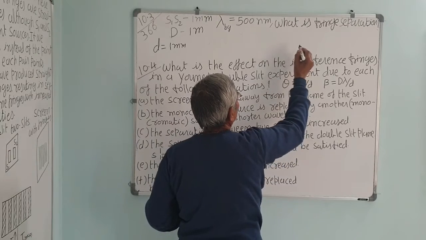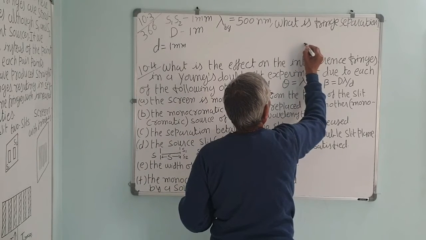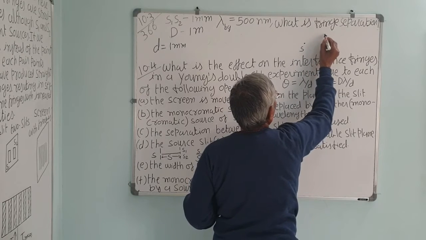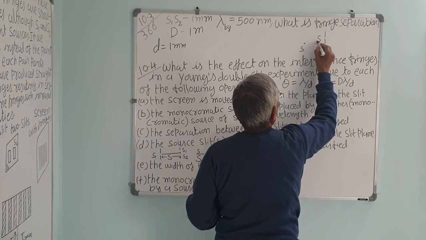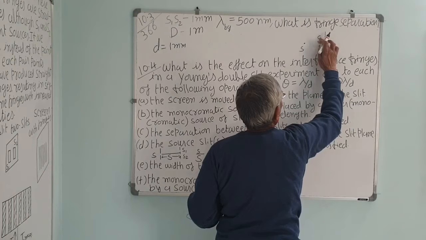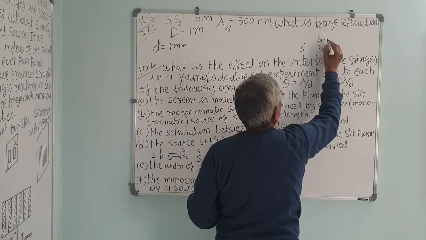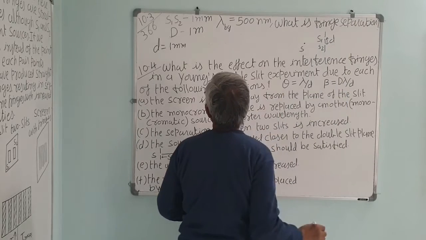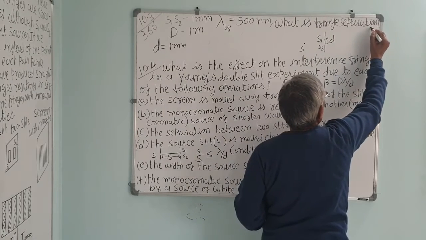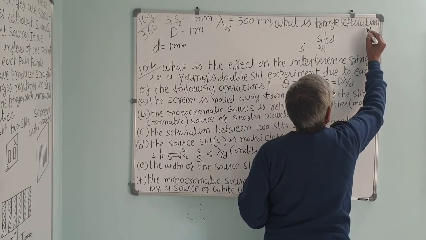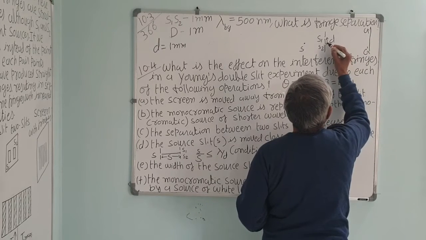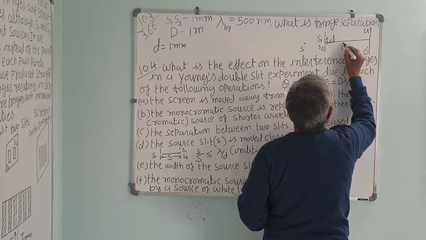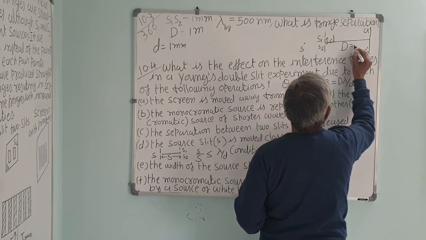Correct. You can draw the source like this, these are S1, S2, and this distance is small d. Small d is 1 millimeter. And the screen is placed here, say G dash. Then this distance is capital D. The capital D is 1 meter, which is large.